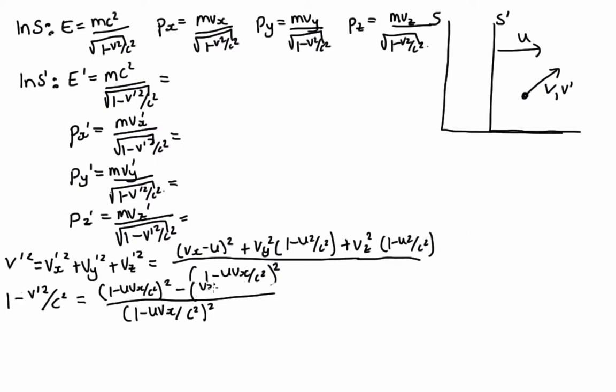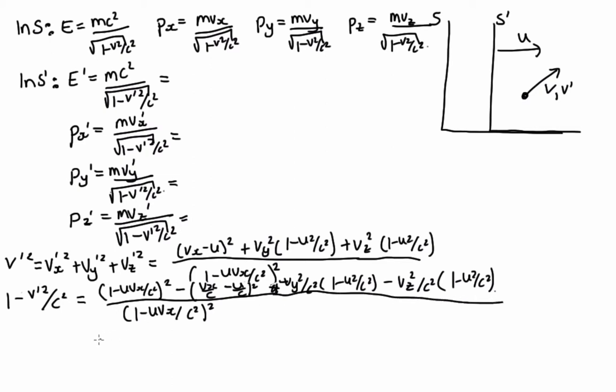So let's write this as (Vx on C minus U on C) squared, just dividing that by C squared and putting the C's in the brackets. Plus Vy squared on C squared, (1 minus U squared on C squared). Sorry, that's a minus because we're subtracting it here. And then this is minus Vz squared on C squared, (1 minus U squared on C squared). Okay, now to simplify this further, we need to expand these brackets. So let's have a go at expanding the brackets.